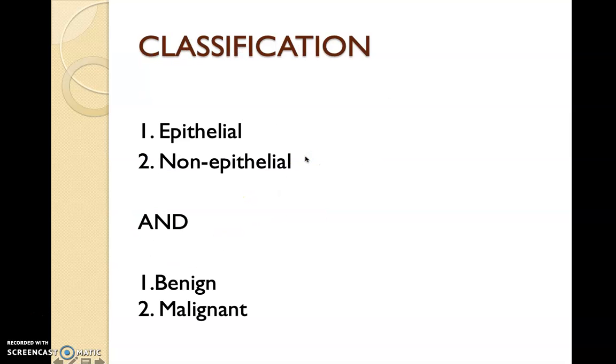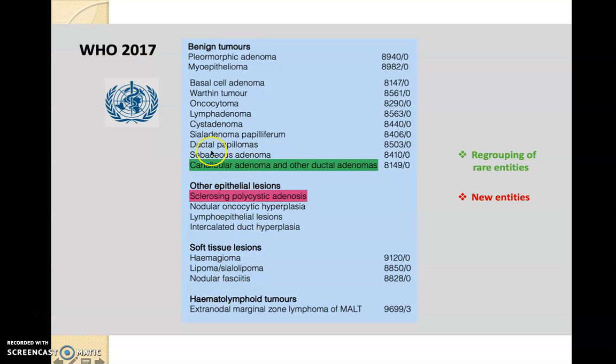Okay, so for the classification, we have its origin from epithelial or non-epithelial, and we can classify whether it is benign or malignant too. Okay, so this is the latest WHO 2017 classification of salivary gland neoplasm. Basically there's some regrouping and new entities. Okay, you see there are so many. Basically this is based on the histology. So in this lecture, I'm just going to highlight the most common neoplasms that you have to know.